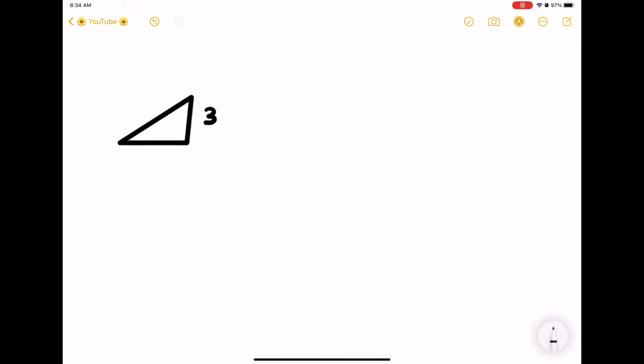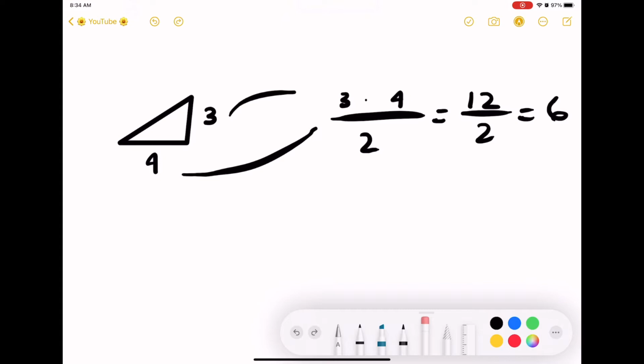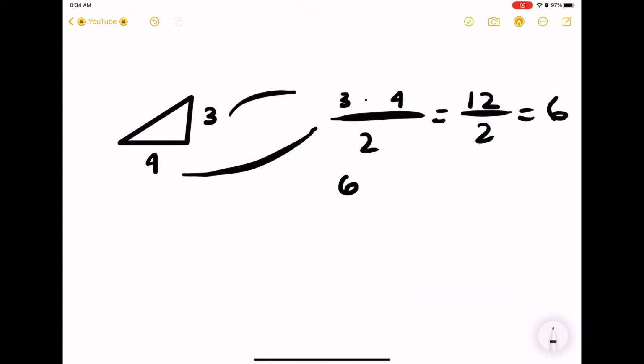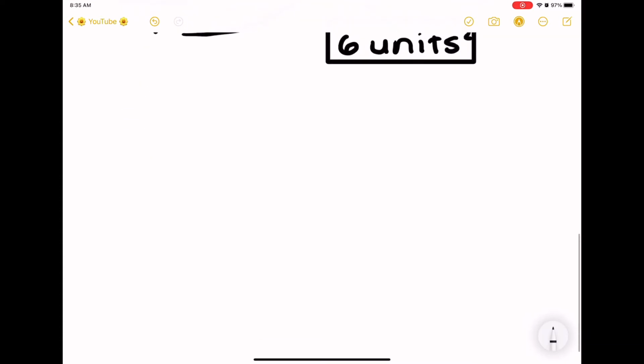So let's start with a bit of a simpler problem. Let's say we have this triangle and it's 3 and 4. So first things first, we're going to input those two numbers in our equation, and we'll have 3 times 4 divided by 2, so we'll have 12 divided by 2, which is 6. And then we'll have 6 units squared. Nothing has changed about the units. Whether it's inches, centimeters, meters, etc., it's going to be units squared because it's the area.